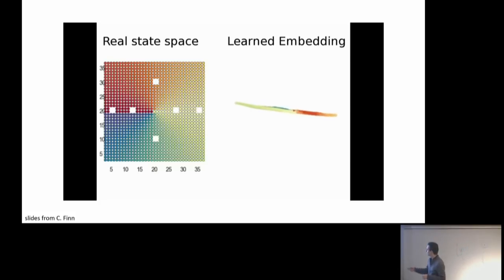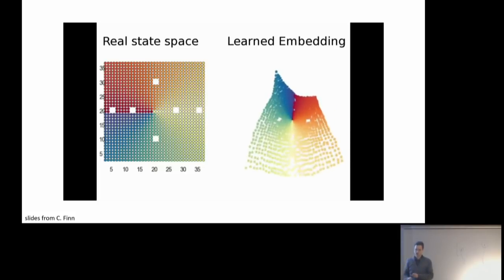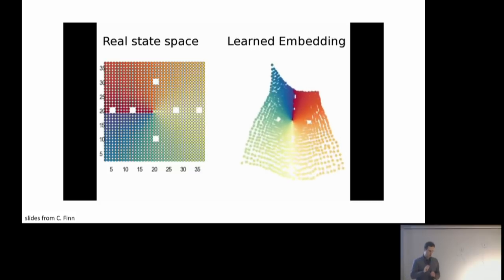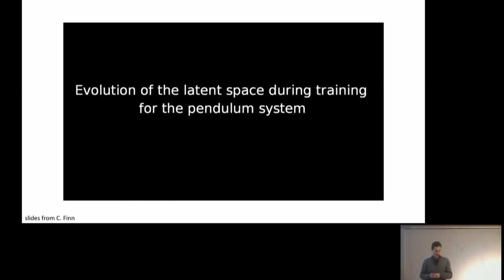So what they're showing here is for a simple 2D navigation task. This is the real state space, so it's just a 2D task. You're supposed to navigate from here to here while avoiding some obstacles. And what they're showing here is the embedding space as learning of the model progresses. So this model is trained to embed the observations and also model the dynamics in that embedded space.